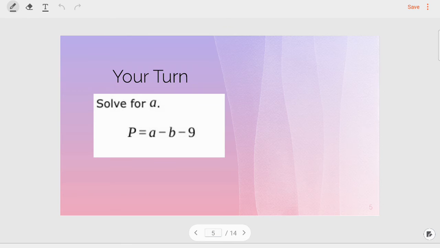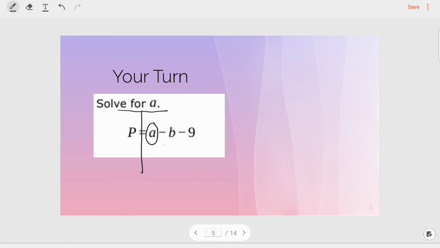So this next one is a try on your own. I'm going to get you started. Circle your variable that I'm solving for. It says solve for A. Draw your line, and now ask yourself what you need to get rid of and how those operations are occurring. Do I have addition going on or subtraction going on? Pause the video, and when you're ready to check your answer, press play.